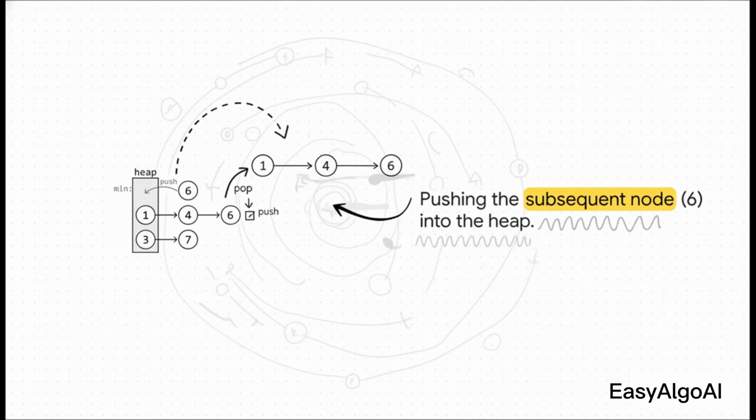Now pay attention, because here is the absolute secret sauce. The most crucial state change happens right here. Immediately after popping that node 1, we look at the specific list that the 1 originally came from, and we take its next node. In this case, that's node 6. We grab that 6 and push it straight into the heap to replace the 1 we just removed.